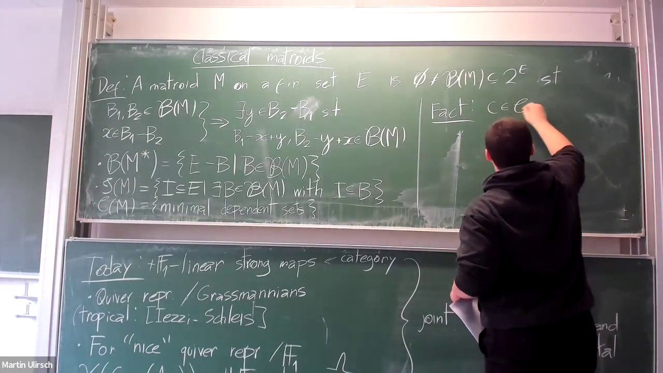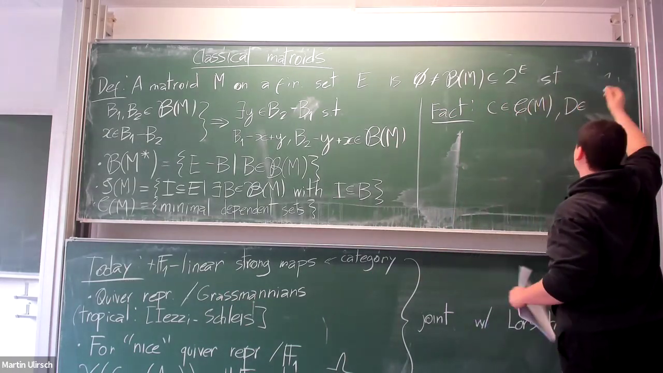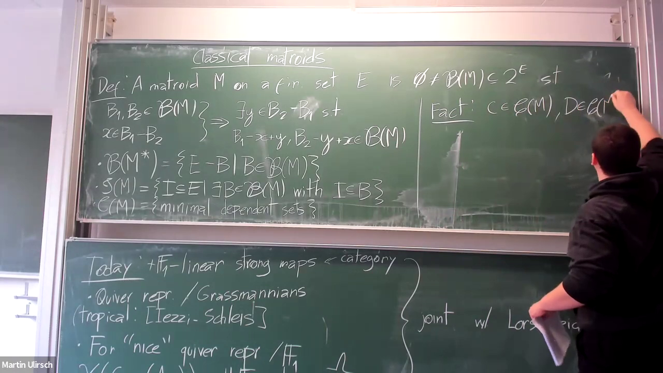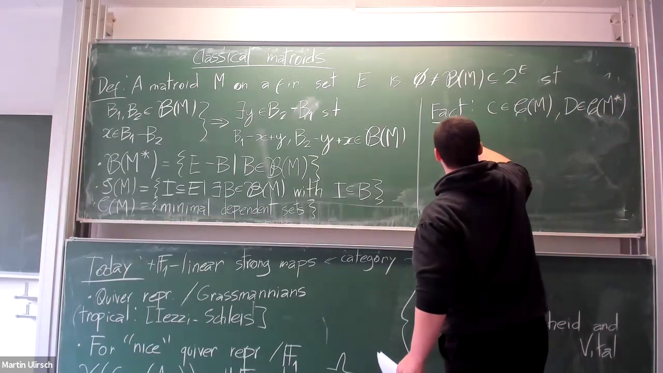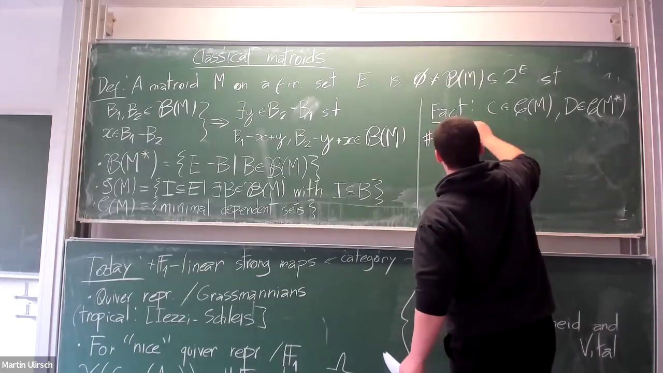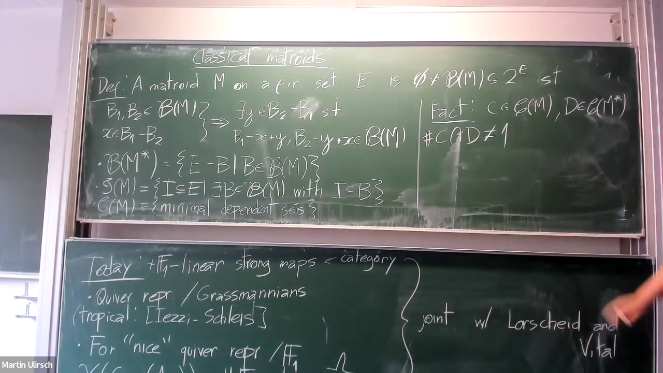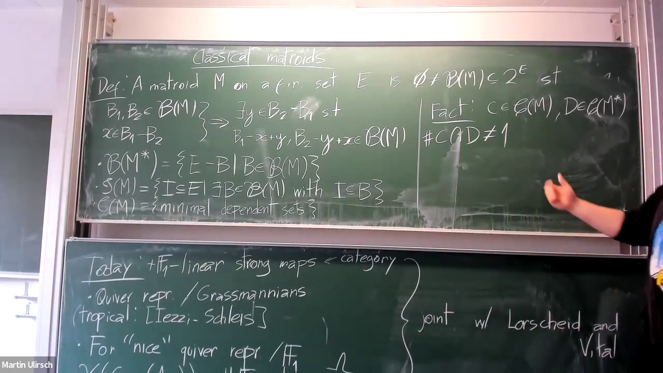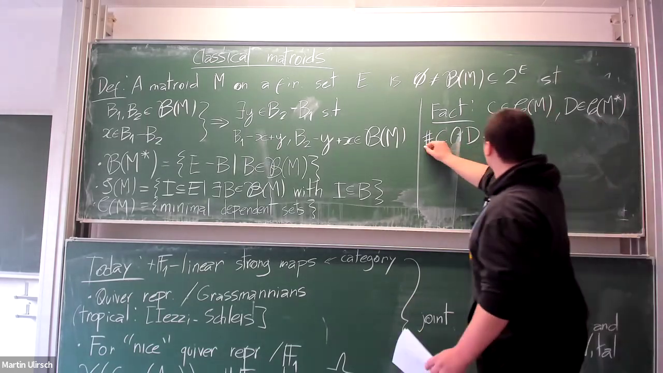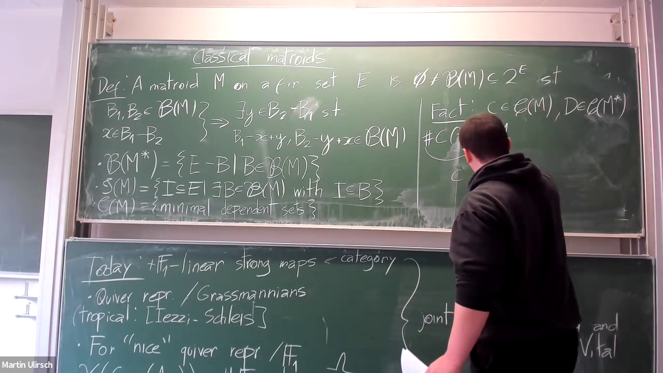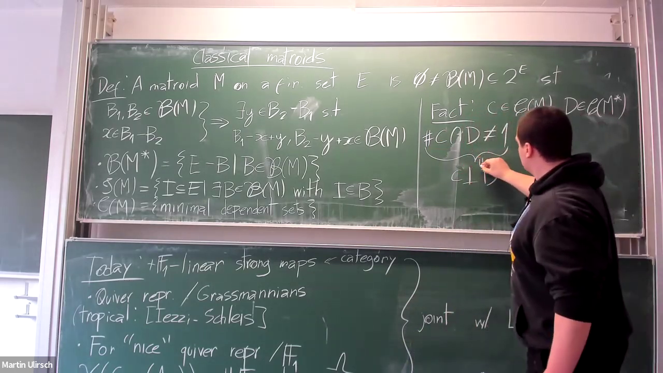If I take a circuit of my matroid and a circuit of the dual, a cocircuit, they satisfy this: the size of the intersection is not equal to 1. So whenever I have a circuit and a cocircuit, their intersection has either 0 or more than 1 element. I will call this property saying that C is perpendicular to D.